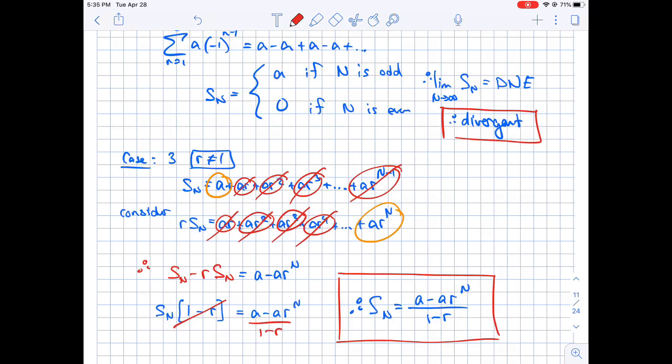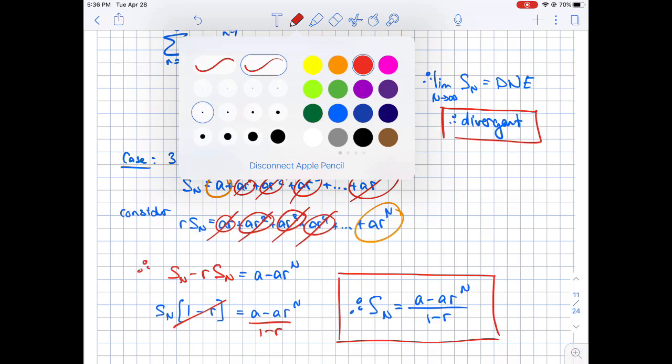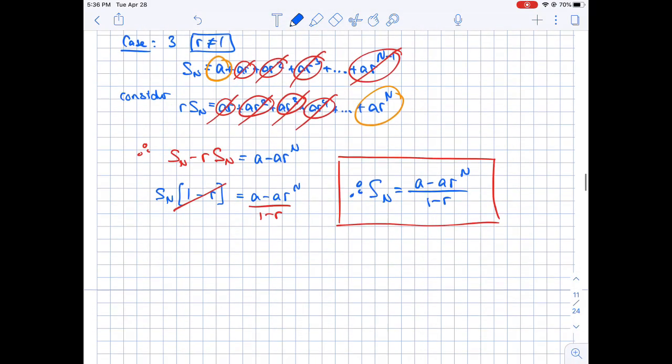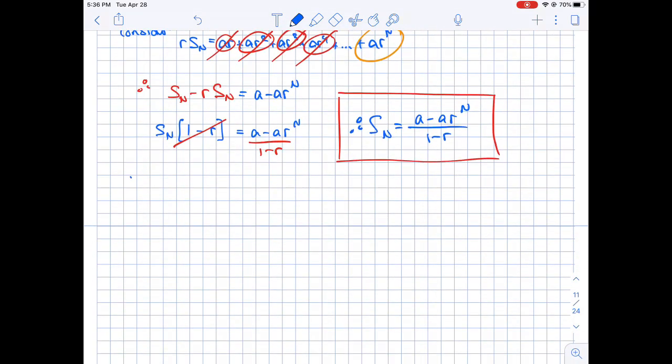Okay, what do we want to do with it? Well, now we want to take a look and see what happens here as the number of terms in our partial sum goes to infinity. So let's take a look at that limit. Okay, we want to check what is the limit as the number of terms goes to infinity of s sub n. Does this limit exist? When will this limit exist?